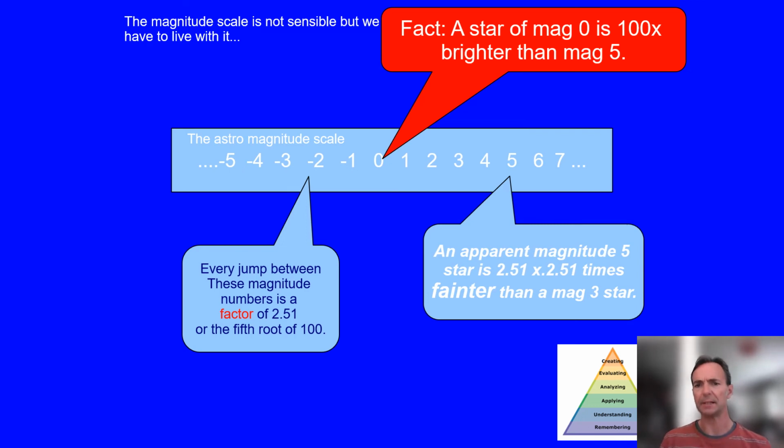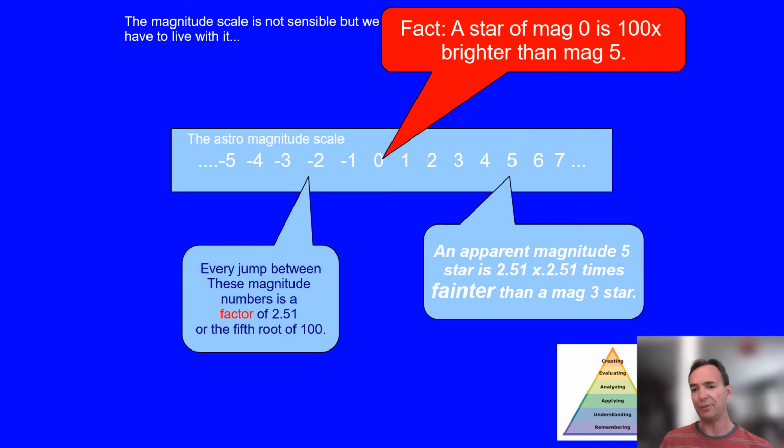And just like I've said here, it means that the magnitude 5 star is 2.51 times 2.51 times fainter than the magnitude 3 star. So you get that idea, you multiply them. It's 2.51 to the power of however many magnitudes there are between them. And that's a very powerful way of doing it.